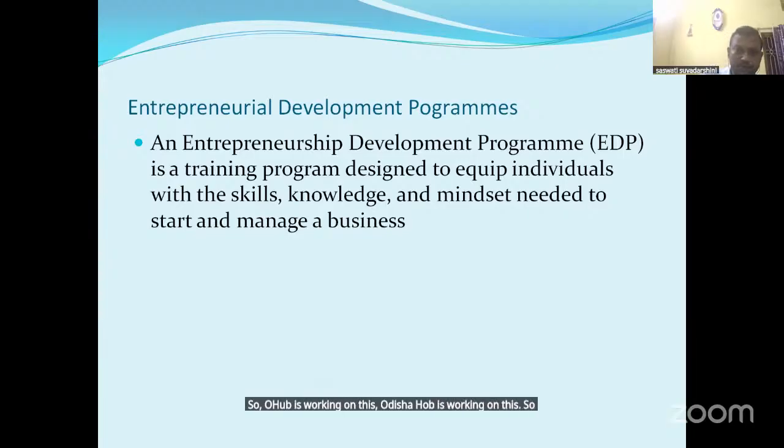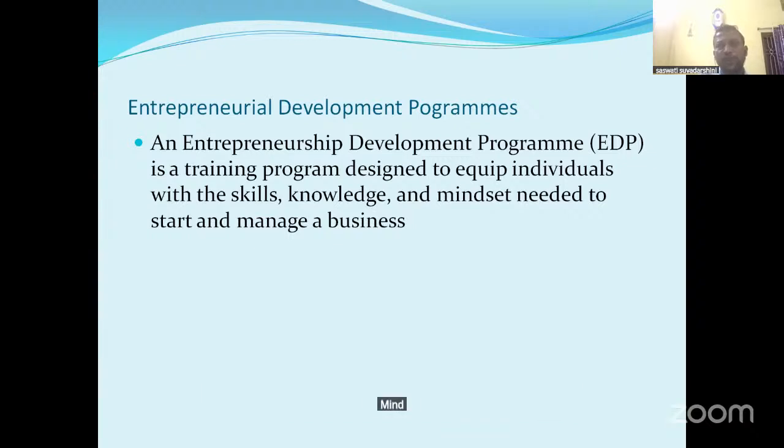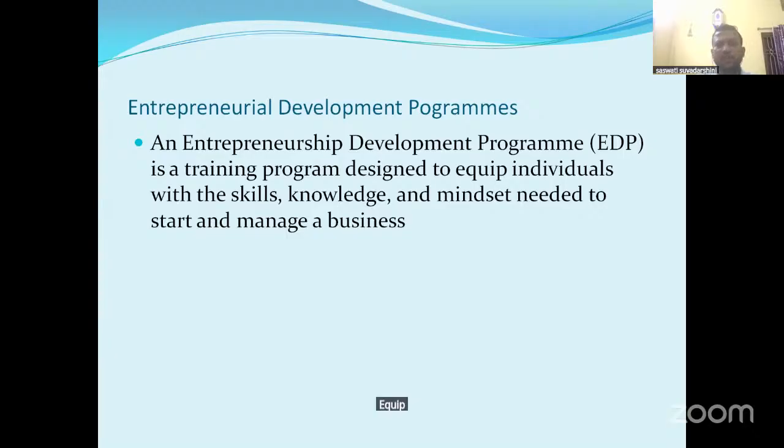So OHub is working on this. They are trying to develop the skill of an entrepreneurial mindset in students, so students will go more into this area. See, the Entrepreneurial Development Program, EDP, is a training program designed to equip individuals with the skills, knowledge and mindset needed to start and manage a business. This is the kind of activity OHub is doing for startups.